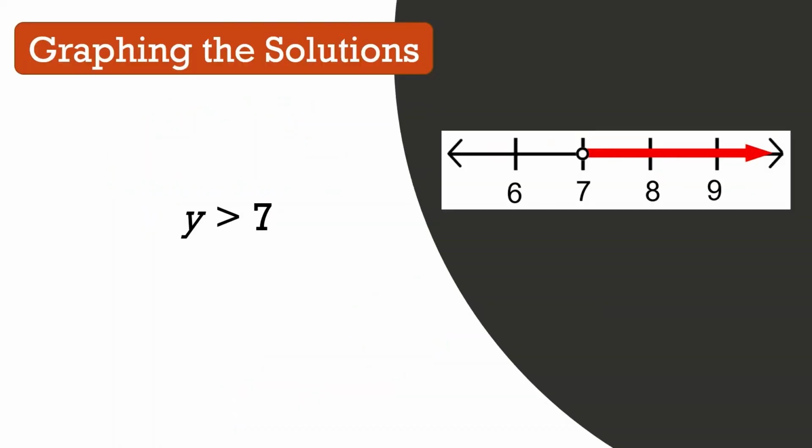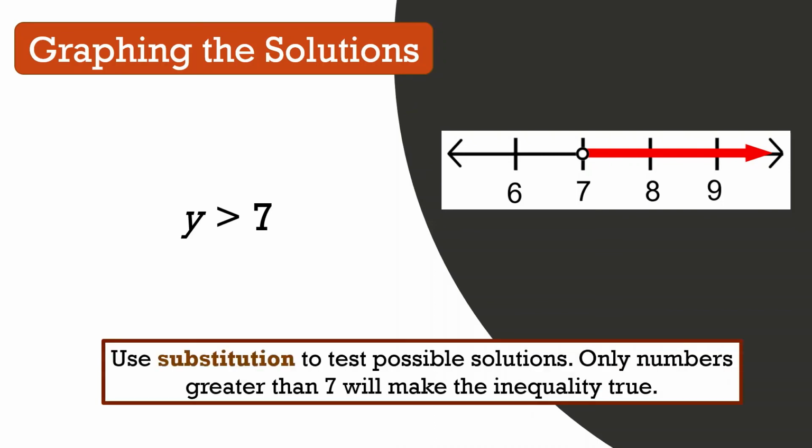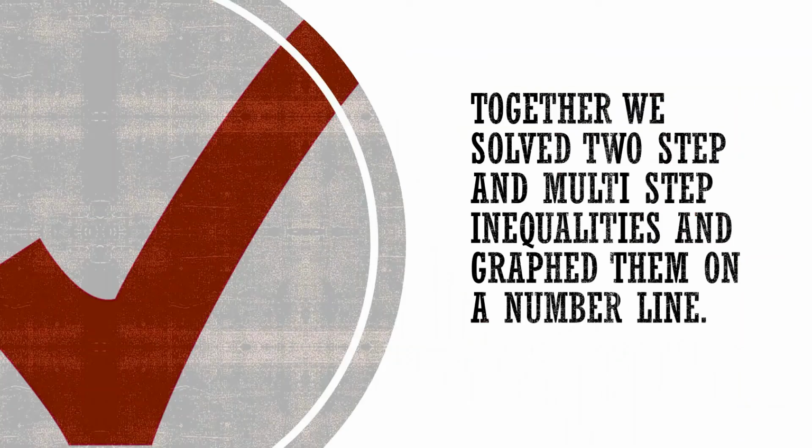We graph this inequality, y is greater than 7. I have an open circle at 7 with an arrow pointing to the right. Remember, use substitution to test possible solutions. Only numbers greater than 7 will make the inequality true. Together, we solve 2-step and multi-step inequalities and graph them on a number line.